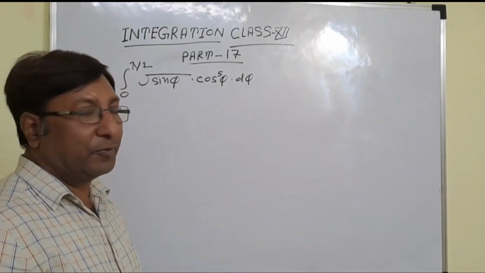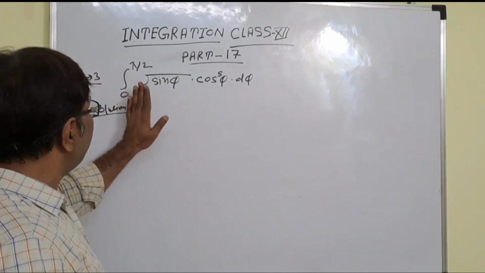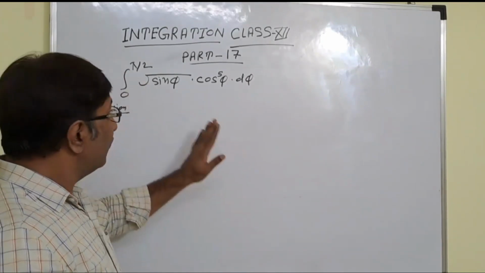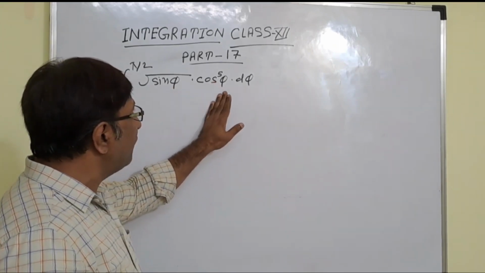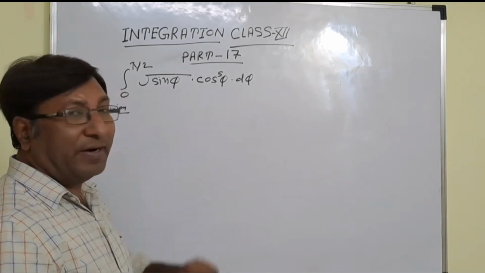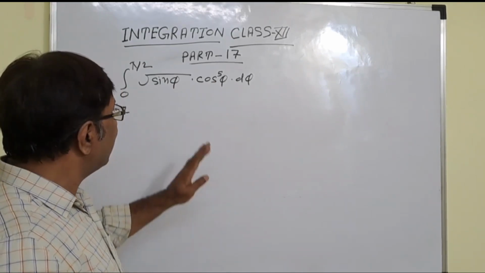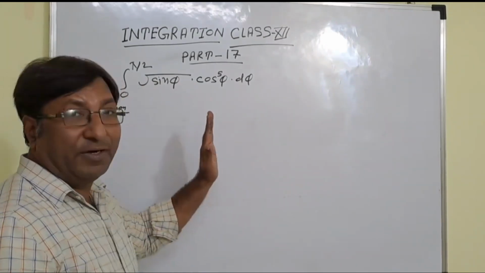Now see the third question. The third question is the integration from 0 to pi by 2 of root under sine phi into cos to the power 5 phi d phi. So for this type of question, again, the simple technique is: this is a definite integration, so first we have to find the integration of the given function.